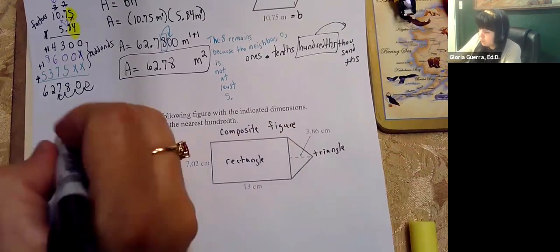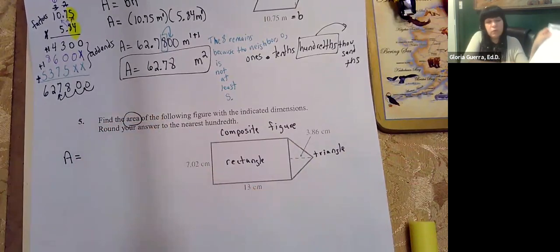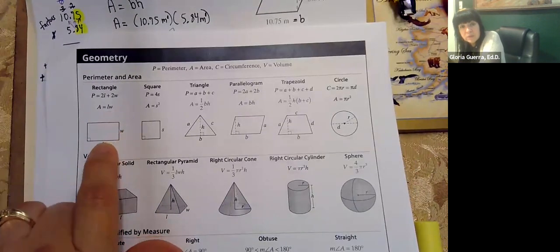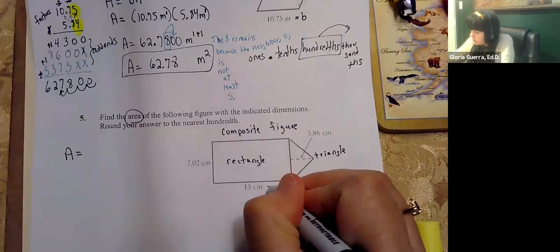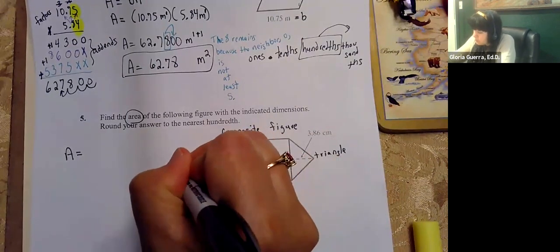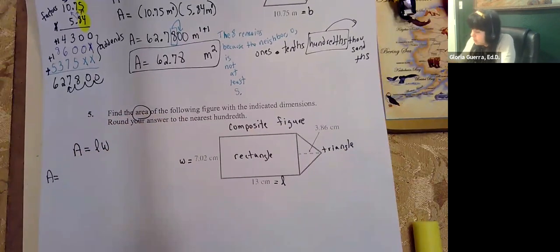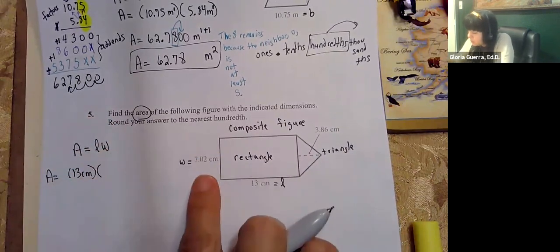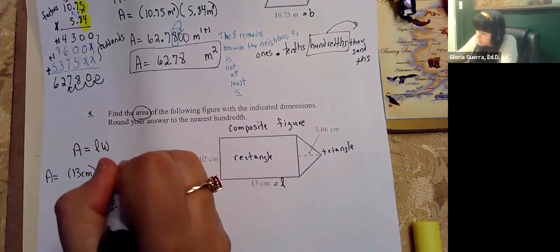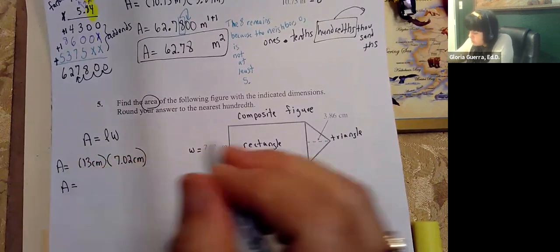Okay, so when I create the formula, I'm going to look up the formula for a rectangle. The formula for a rectangle is length times width. Okay, so this would be the length, this would be the width. So I have length times width. If I do my substitutions for that, length is 13 centimeters and the width is 7.02 centimeters.